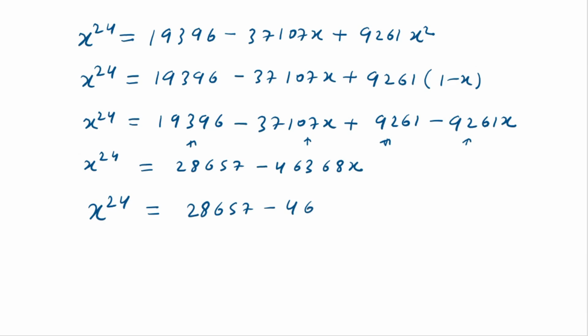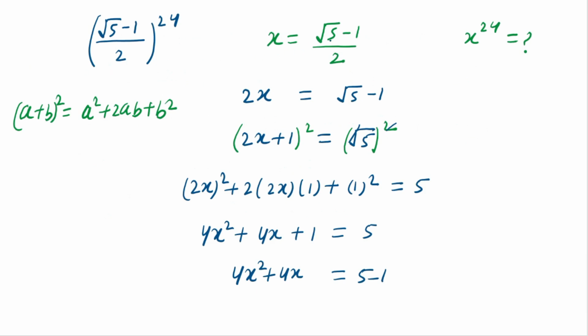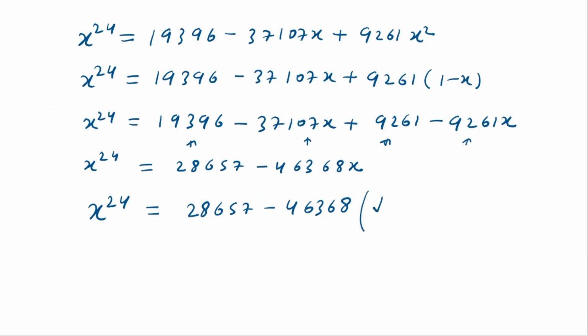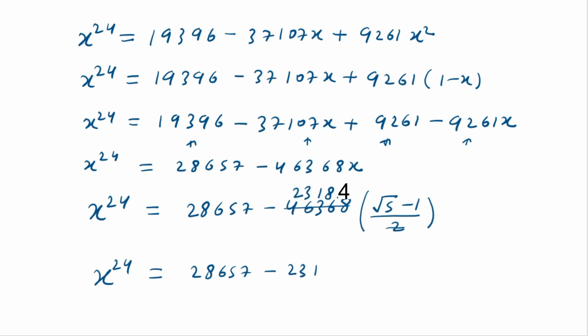In the left hand side, x^24 equals 28657 minus 46368, and this x is replaced by (square root of 5 minus 1) over 2. Here (square root of 5 minus 1) over 2. In the left hand side x^24 equals 28657 minus this number divided by 2, then you will get here 23184. Here 23184 is multiplied by (square root of 5 minus 1).